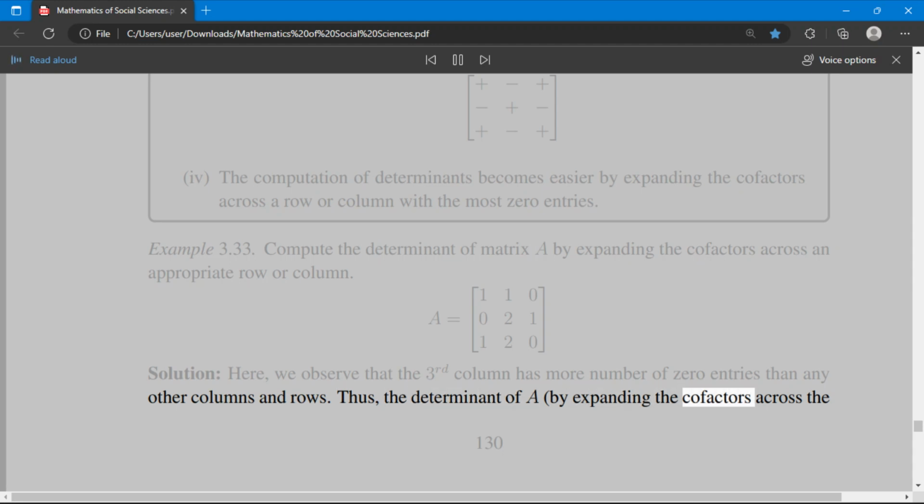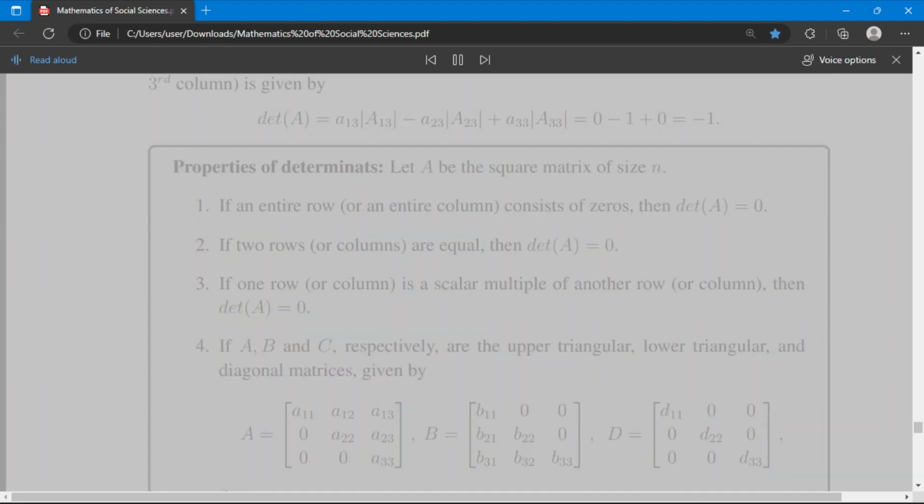Thus, the determinant of A, by expanding the cofactors across the 3rd column, is given by det A equals a13 A13 plus a23 A23 plus a33 A33 equals 0 plus 1 plus 0 equals 1.